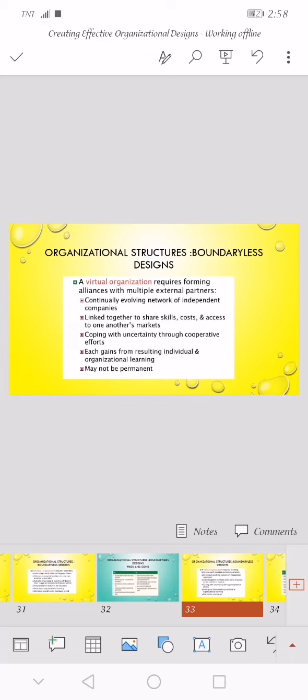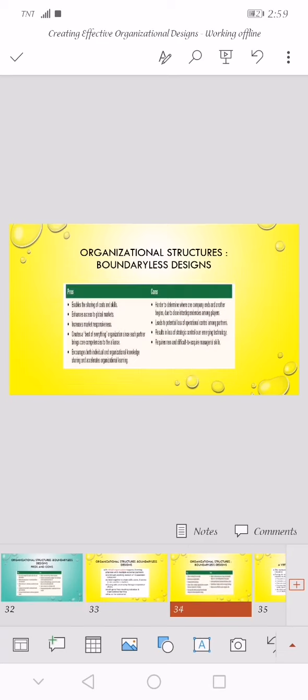Organizational structures, boundaryless designs. A virtual organization requires forming alliances with multiple external partners. First, a continually evolving network of independent companies. Second, they link together to share skills, costs, and access to one another's markets. Third, coping with uncertainty through cooperative efforts. Fourth, each gains from increased individual and organizational learning. Fifth, it may not be permanent.